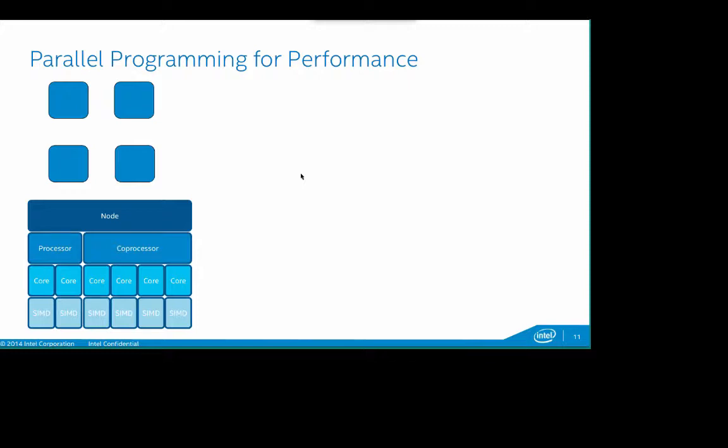So we do have a cluster of shared memory nodes, which is represented by the blue box. And each box has another hierarchical and also complicated structure. This is a representative of the Intel Xeon Phi coprocessor architecture, with a Xeon processor or socket, and the coprocessor. Each processor has cores, and nowadays each core also has SIMD, which can execute a number of data in parallel.